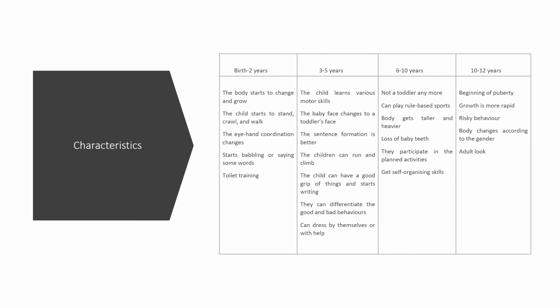From 6 to 10 years, the body of a child gets taller and children can play rule-based sports. They also start losing baby teeth. From 10 to 12 years, puberty begins at this stage and the body starts to grow more rapidly.